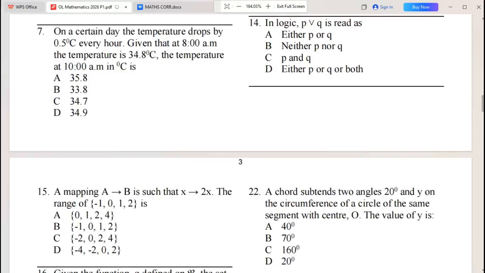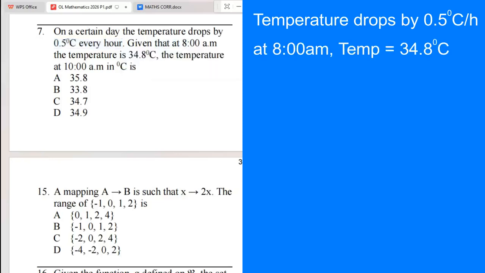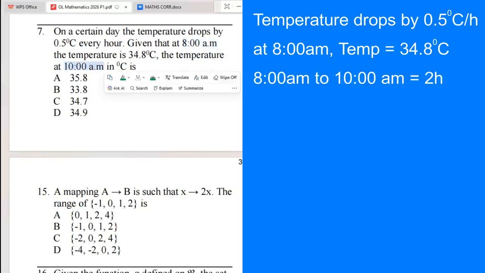Question 7. On a certain day, the temperature drops by 0.5 degrees every hour. Given that at 8 a.m. the temperature is 34.8 degrees Celsius, the temperature at 10 a.m. in degrees Celsius is. Now, the first thing we know is that the temperature drops by 0.5 degrees every hour. The second thing we know is that at 8 a.m. the temperature is 34.8 degrees. What we are trying to calculate is the temperature change from 8 a.m. to 10 a.m., which is a difference of 2 hours.